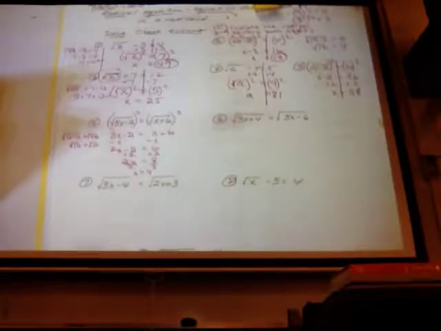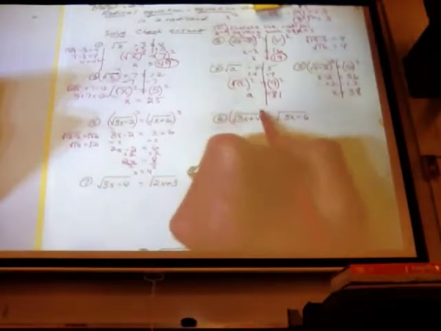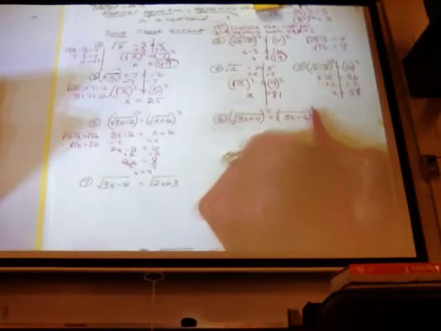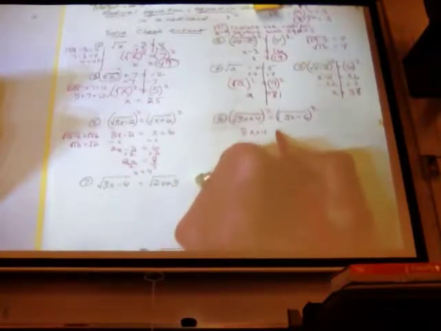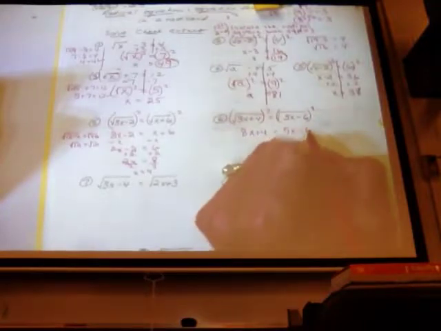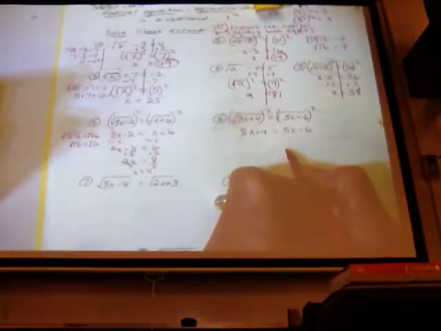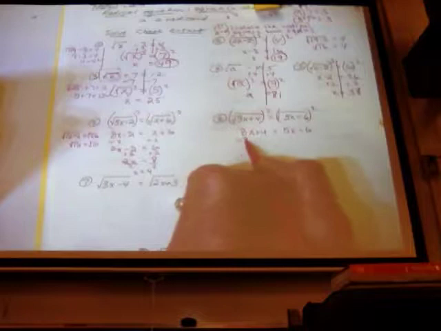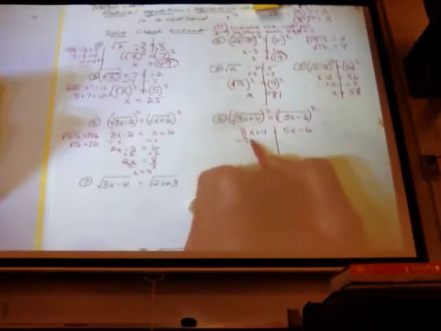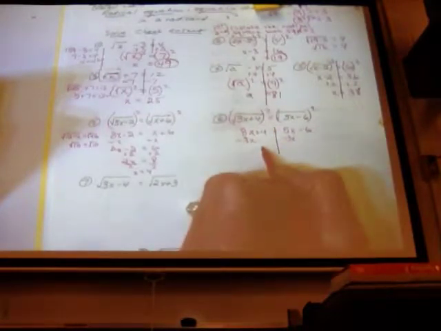Noah, what did you get for 6? Well, you square it. You square both sides? Radical 3x. You square both of those. Okay, and what do you get? 3x plus 4 equals 5x minus 6. And then what would you do? Let's just subtract 3x. Get 3x. Okay, so what do you get now?